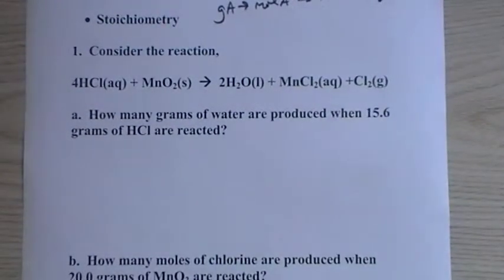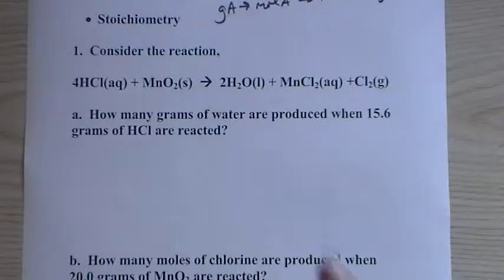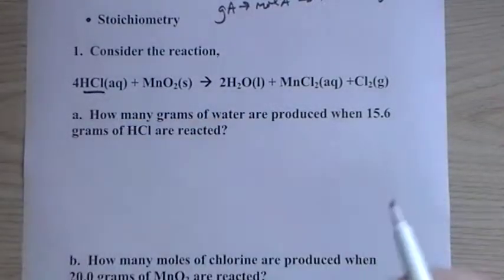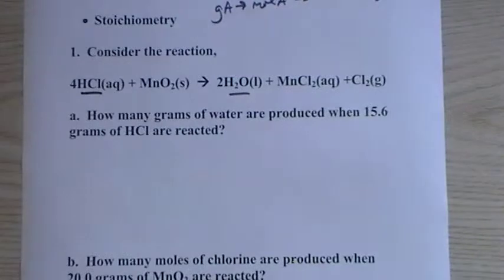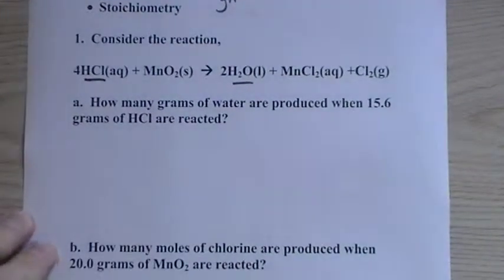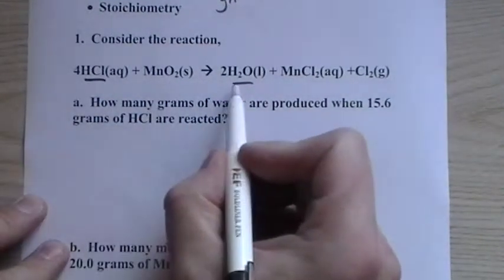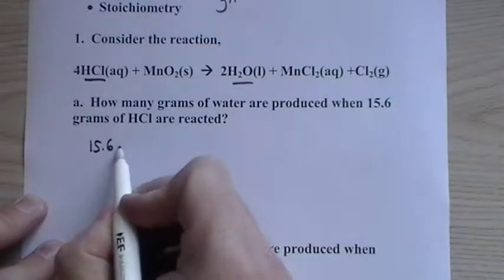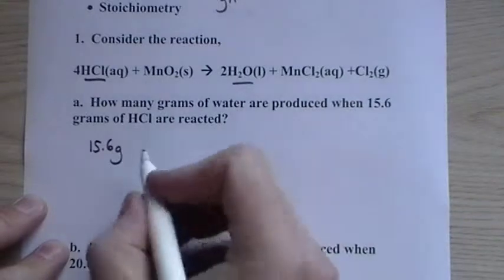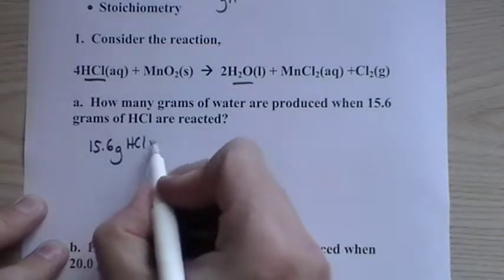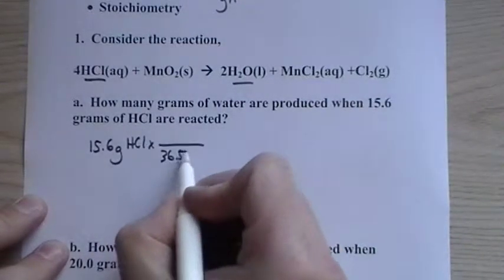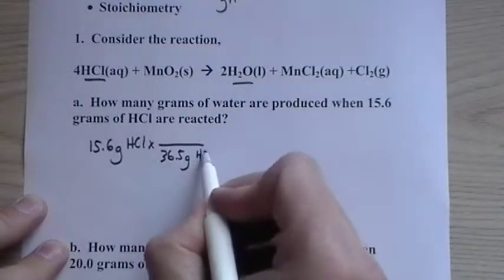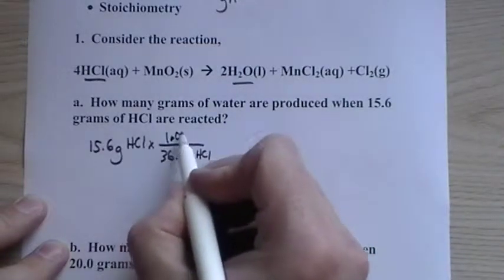How many grams of water are produced when 15 grams of HCl are reacted? So we have HCl and water. So we're saying we have 15.6 grams of HCl. That gets all used up. How much water was produced? Well, we want it in grams, but these coefficients are in terms of moles. So if we're given moles, great, we can just start right into it. But if we're given grams, we have to convert to moles first.